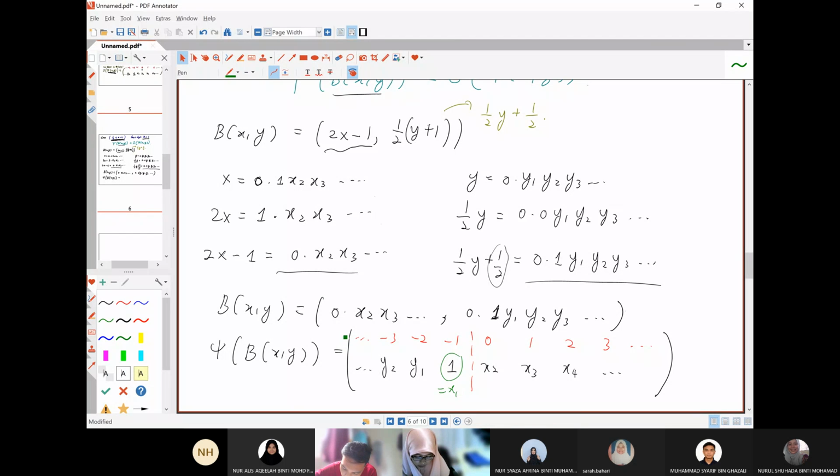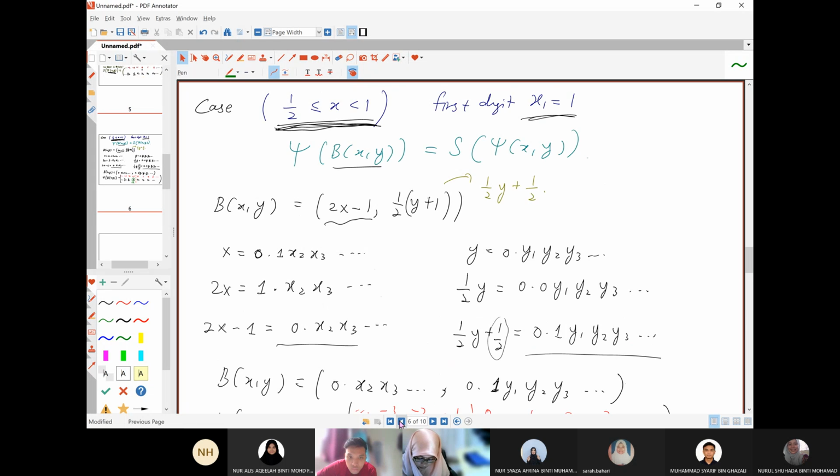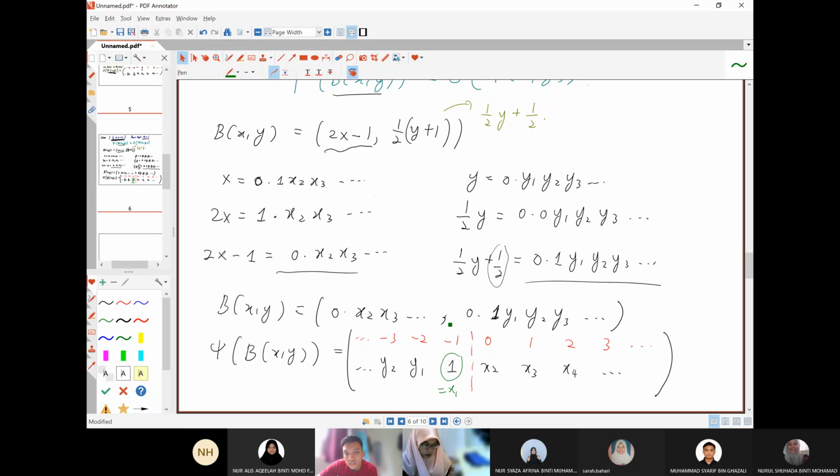Okay, now we go to the right hand side. So for the right hand side, okay, laju sangat. Nak salin? Nah. Okay, jap. Okay, I give you 2-3 minutes to salin.